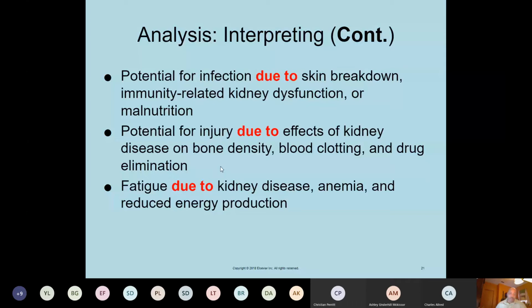Things you might, for example, fatigue due to kidney disease, anemia, reduced energy production. So, can you all tell me what things you can do to alleviate some of this fatigue? Possibly frequent rest periods and to rest. All right, say that again. Frequent rest periods. That's what I was thinking. Frequent rest periods, you know, that balance of rest and activity.